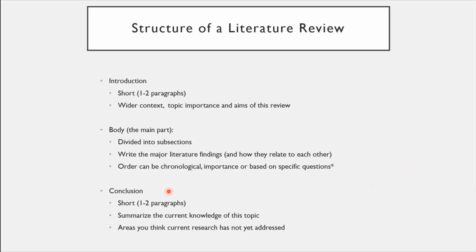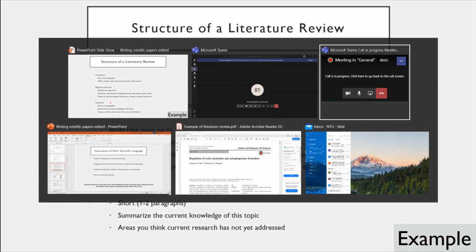And finally, the conclusion. It as well is short, usually consisting of 1 to 2 paragraphs, and in the conclusion, you summarize the current knowledge of this topic. So you summarize the major points that you have listed in the body. And then an important part of the conclusion is that you should talk about the areas you think the current research has not addressed yet. So now let's look at an example.